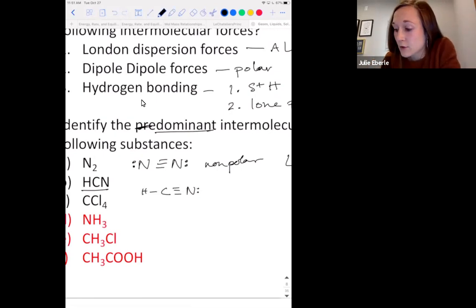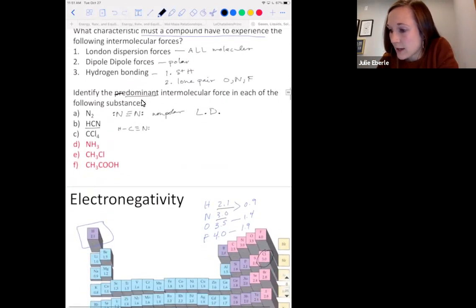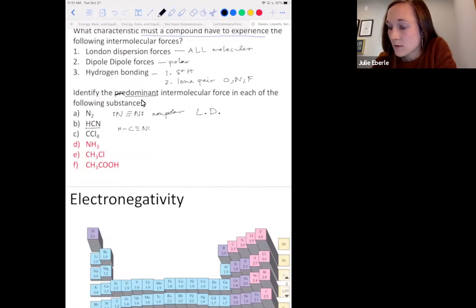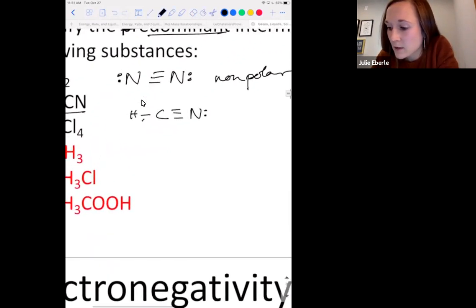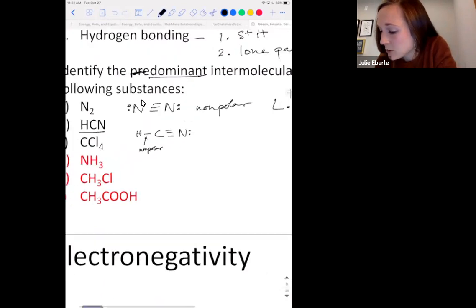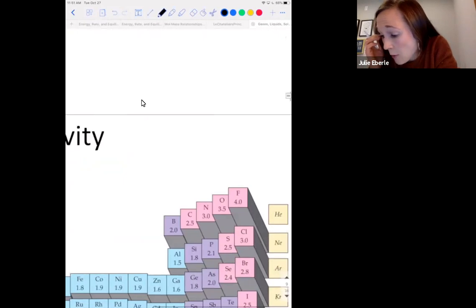So what do y'all think about this molecule? By the way, I have the electronegativity chart right here. You probably heard me say, and you maybe should remember, that carbon-hydrogen bonds are never polar. So this bond right here is nonpolar. But we have a carbon-nitrogen bond. The difference there is 0.5, and that is polar.